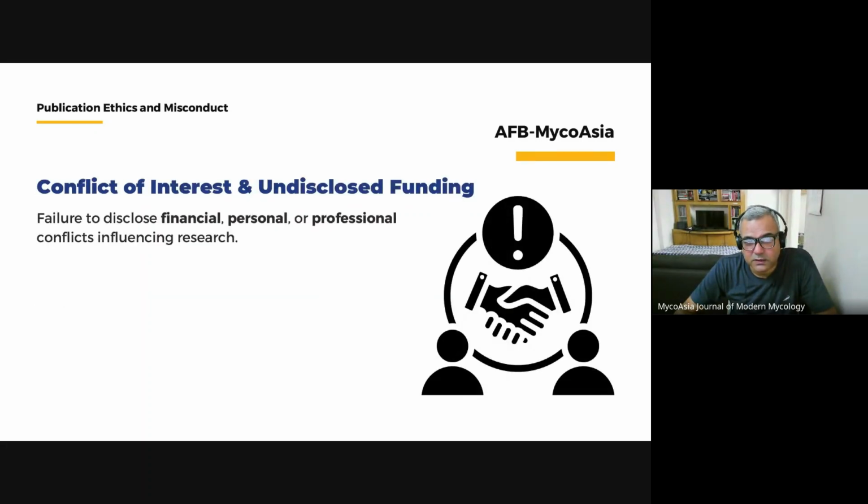The next type of publication misconduct is conflict of interest and undisclosed funding. For example, you got funded by a pharmaceutical company to test a molecule against a certain health condition, but in the manuscript, you don't disclose that you got the funding from this pharmaceutical company. A second one is personal interest.